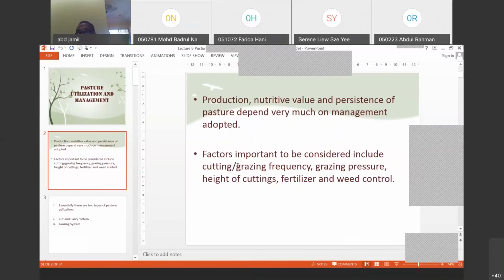Grazing pressure, meaning how many animals you want to put per unit area. Height of cutting, how high you want to cut it. And fertilizer and weed control.